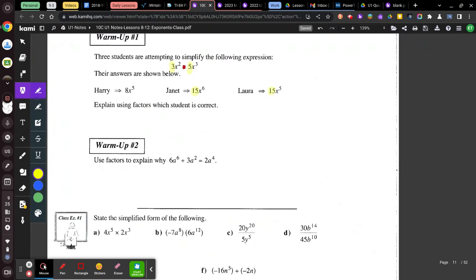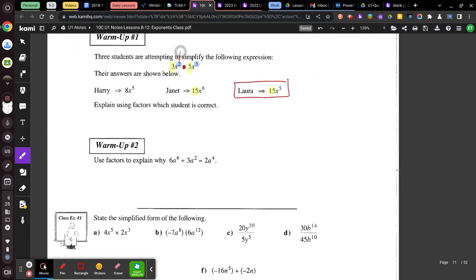So far, Laura and Janet have it correct. Harry doesn't have it correct. He's added them. Now what we have to do to the exponents, it's the same variable. So on the variables, we're going to add the exponents. So 2 plus 3 gives us 5. So Laura is the only one that got it correct.